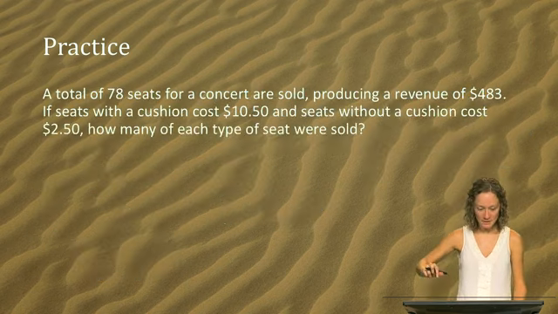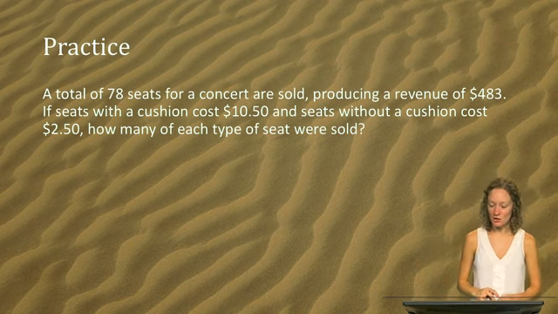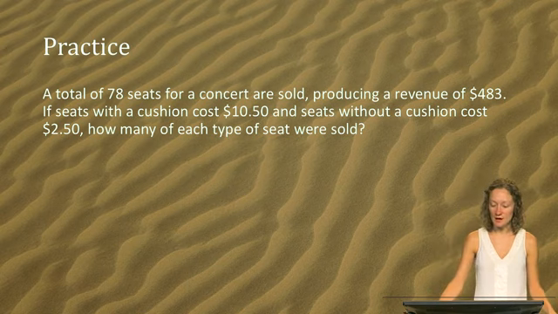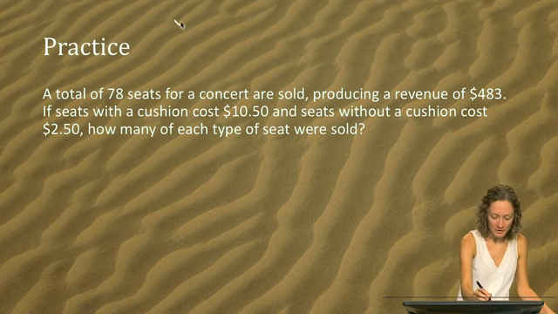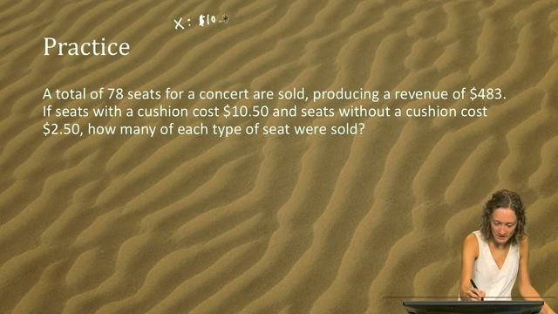All right, one more. A total of 78 seats for a concert are sold, producing a revenue of $483. If seats with a cushion cost $10.50 and seats without a cushion cost $2.50, how many of each type of seat were sold? So this time it is distinct what we're talking about. We're looking at the $10.50 cushion seats.